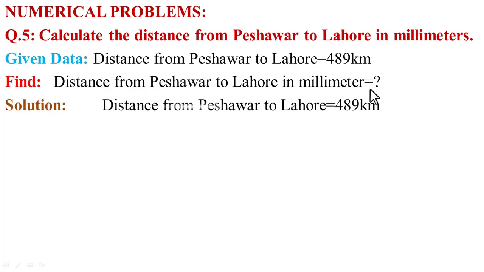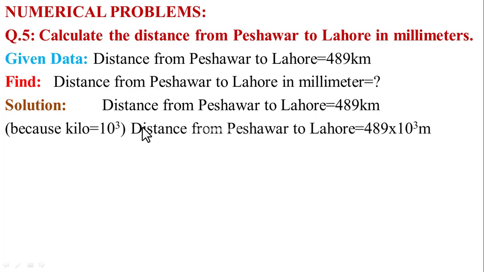Now we will start the solution. Distance from Peshawar to Lahore is 489 kilometers. Because we know that 1 kilo is equal to 10 raised to power 3, we can write that distance from Peshawar to Lahore is 489 multiplied by 10 raised to power 3 meter.